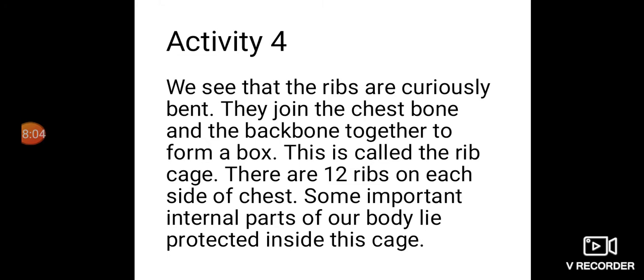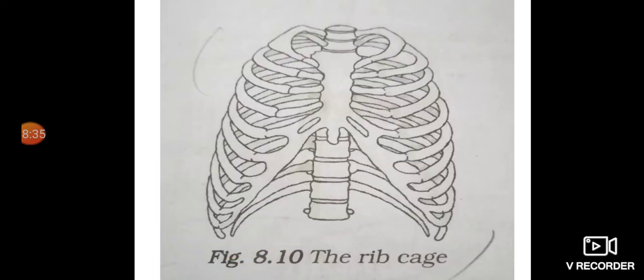Feel your chest bones and the backbone by gently pressing the middle of the chest and back at the same time. Count as many ribs, that is bones of the chest, as possible. What can you see? You can see the rib cage. This is the rib cage.